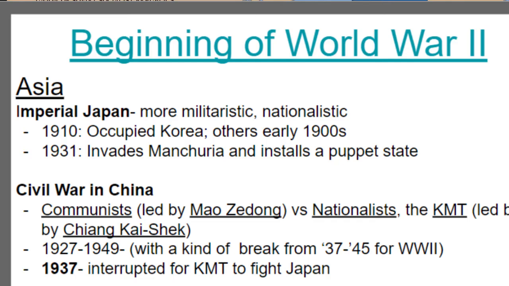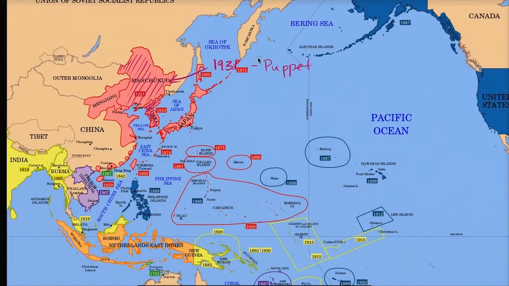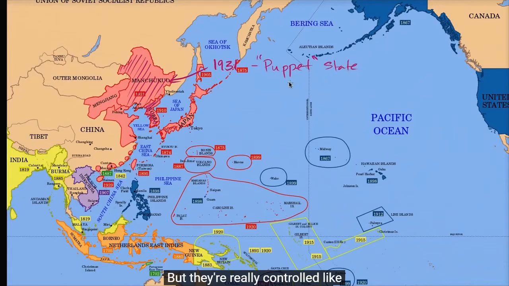So this right over here, this is in 1931. And it installs a puppet state, the puppet state of Manchukuo. And when we call something a puppet state, it means that there's a government there, and they kind of pretend to be in charge, but they're really controlled like a puppet by someone else. And in this case, it is the Empire of Japan.